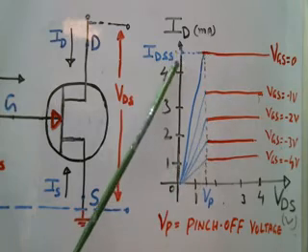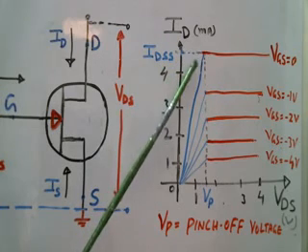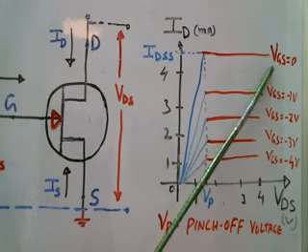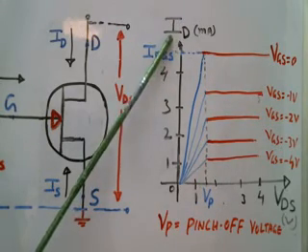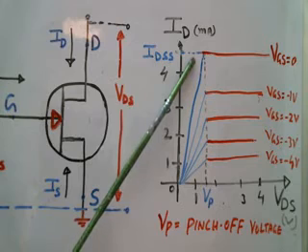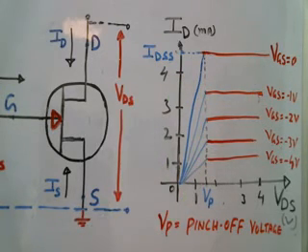So what is IDSS? IDSS is the value of ID within the pinch off region for VGS equal to 0. So these are the drain characteristics or output characteristics of common source configuration, and these are very important characteristics.